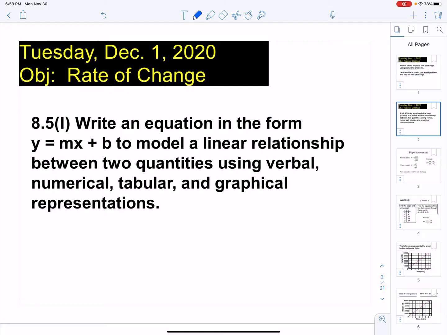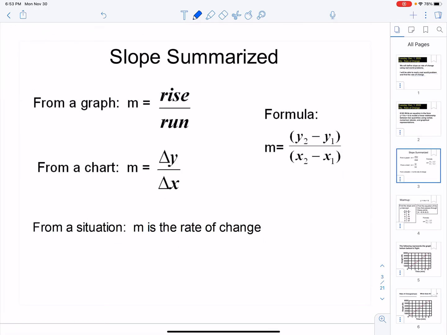So we're still following the same standard, which is write an equation in the form of y equals mx plus b to model a linear relationship between two quantities using verbal, numerical, tabular, and graphical representations. Now we know, because we talked about this yesterday, that slope can be found three different ways. It can be found from a graph, from a chart, and from a formula. And we're going to apply that by using rate of change.